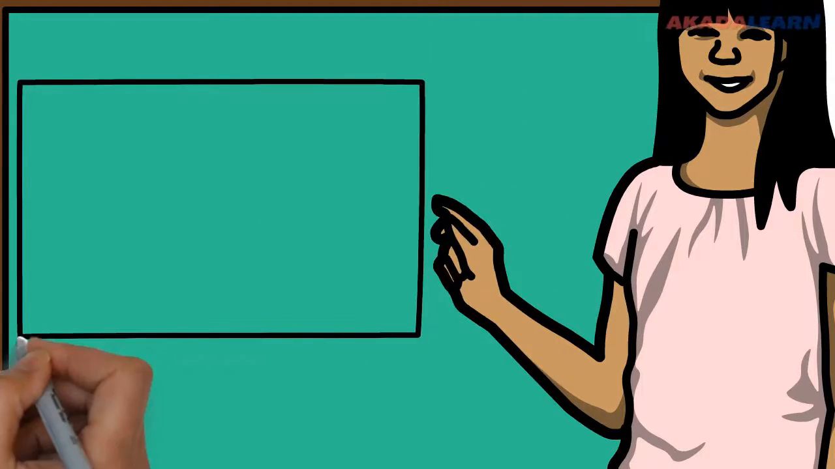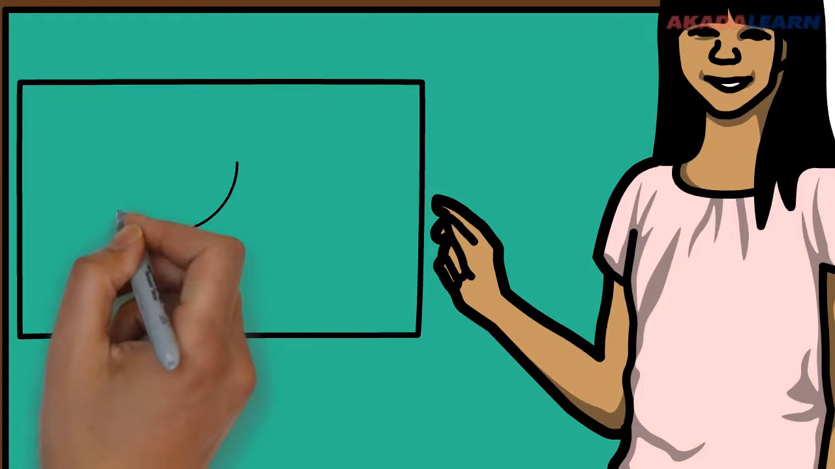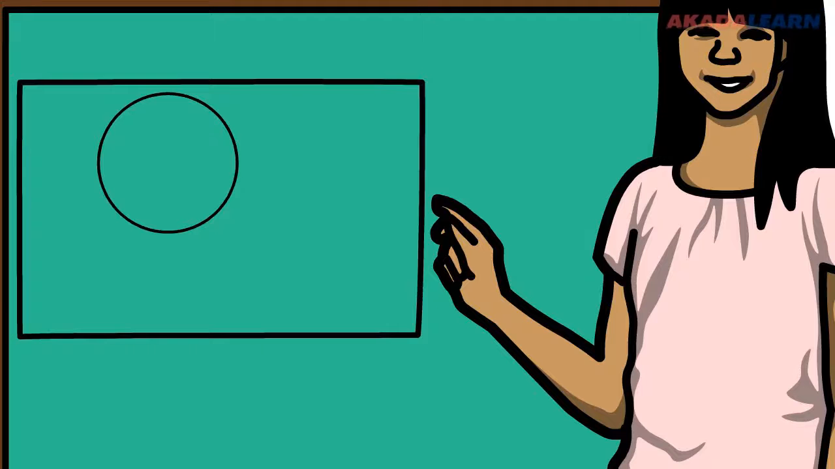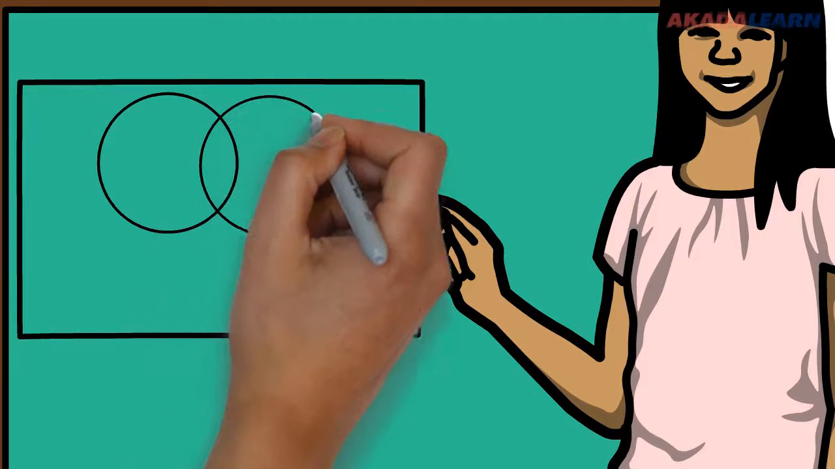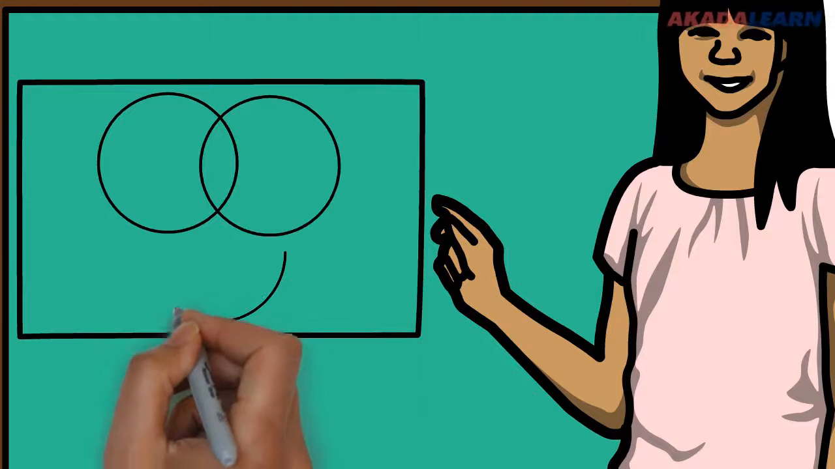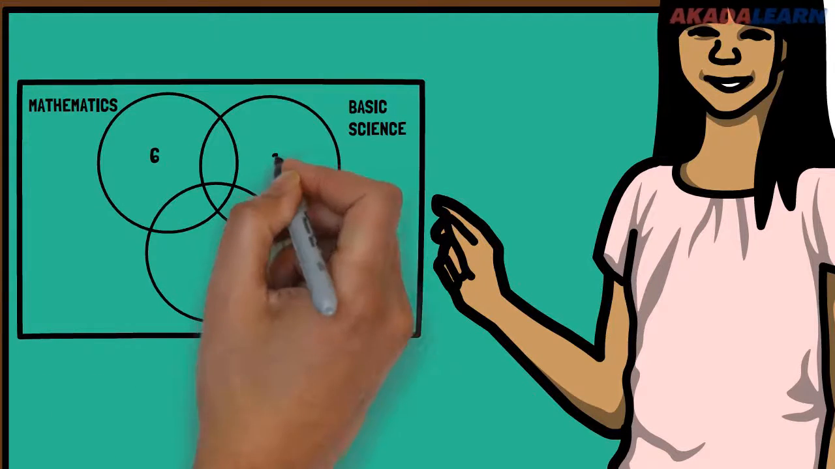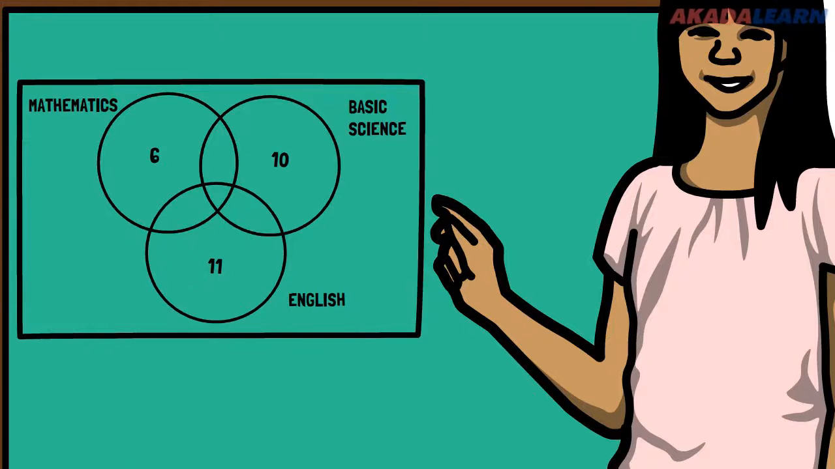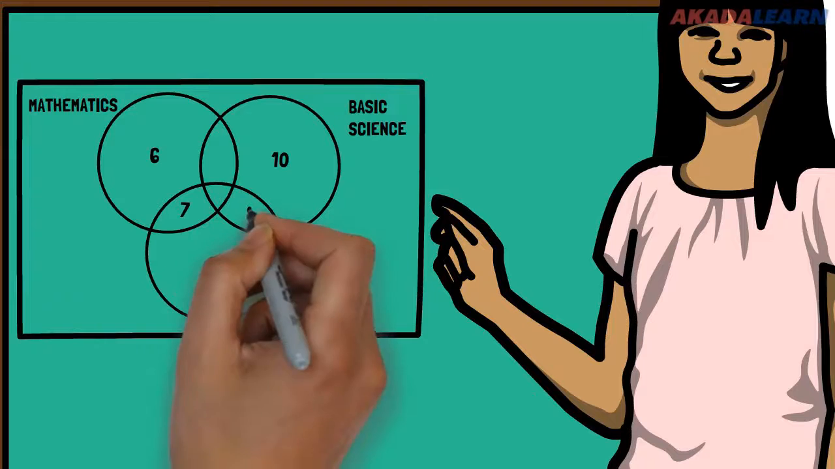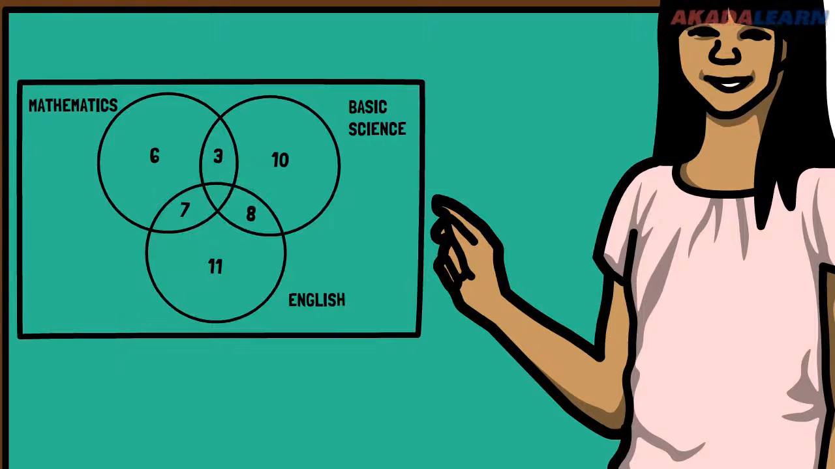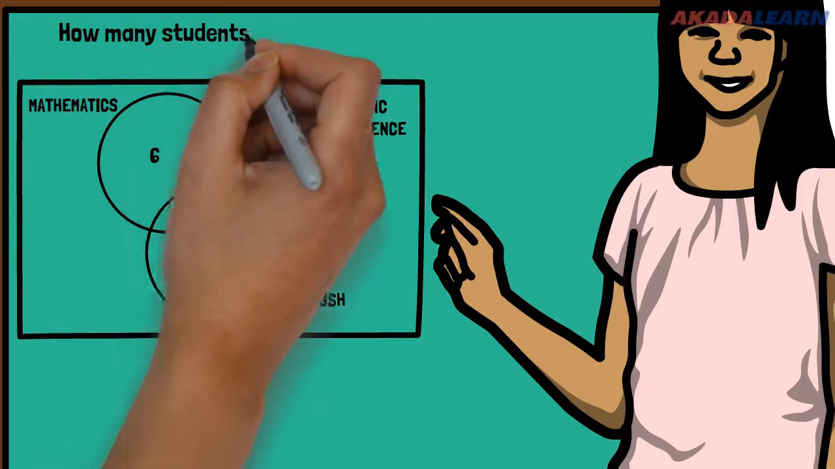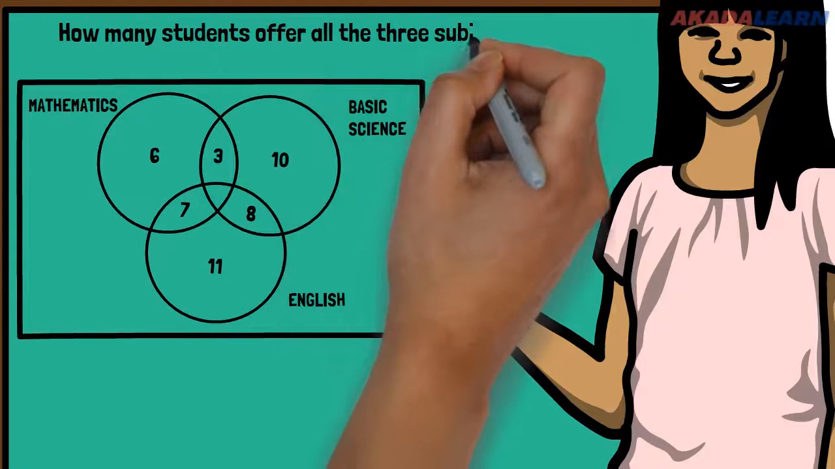All right, so let's look at the Venn diagram for this question. We have our first circle, we have our second circle, and we have our third circle. So the first circle is mathematics, second is basic science, and third is English. So let's put the figures. We have 6 over there, 10, 11, 7, 8, and 3. So the first question is, how many students offer all the 3 subjects?